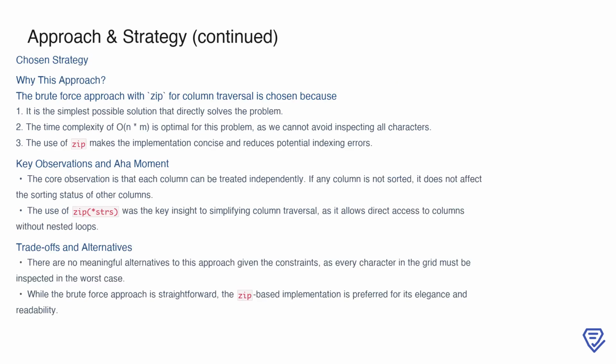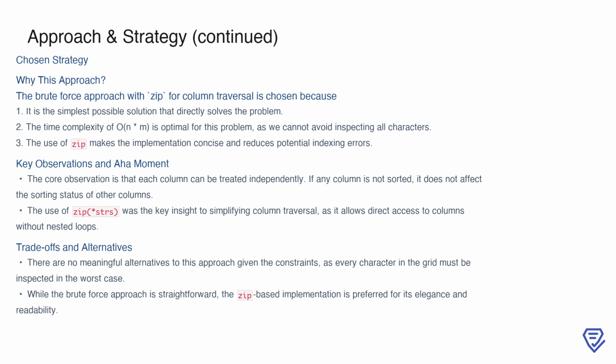The strategy we've chosen combines the brute force approach with the use of zip for column traversal. This decision is based on 3 key factors. First, it directly solves the problem in the simplest way possible. Second, the time complexity of O(n*m) is already optimal, as we cannot avoid inspecting all characters due to the problem constraints. And third, the use of zip makes the implementation concise and minimizes the risk of indexing errors.